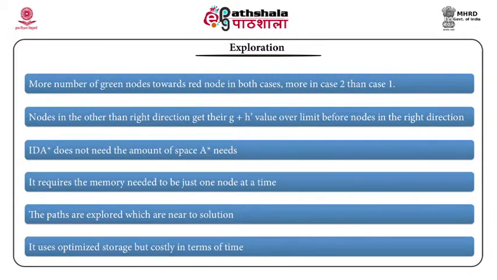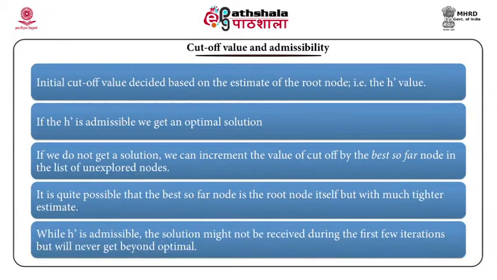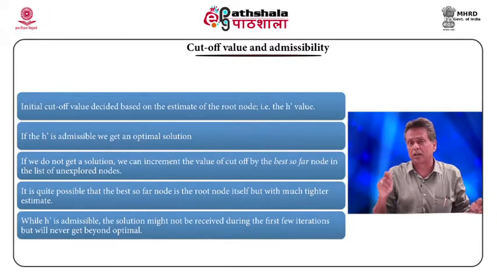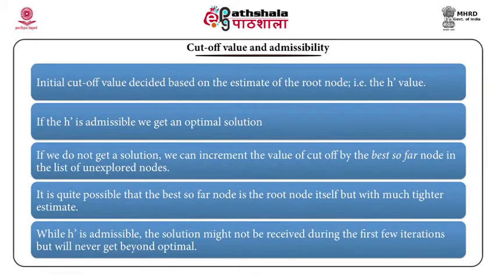And the G plus H value that you use is called the cutoff value. That initial cutoff value is based on the root's estimate, the H dash value. If H dash is admissible, we will get an optimal solution, like A star. If we don't get a solution, we will just increment. As I said, we pick up the best so far node and set that value as the cutoff value, and we will start working on it again. We might need to do it in multiple iterations, but if H dash is admissible, we are sure that we will get an optimal solution.